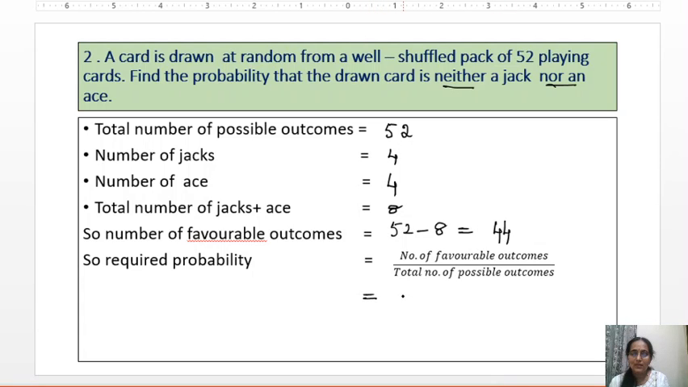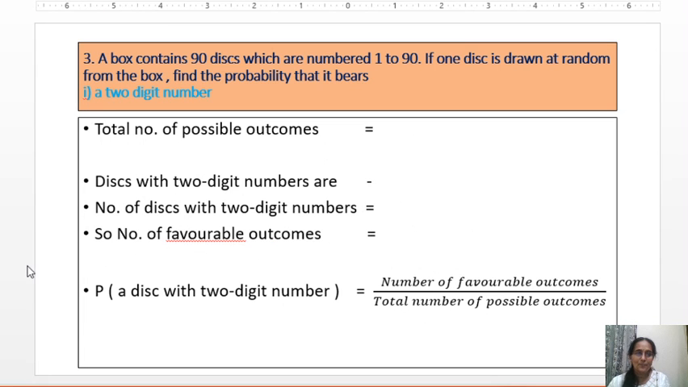So find the probability, your required probability, that is 44 divided by 52. You can reduce it. 22 by 26, further you can reduce it to 11 by 13. It is 11 by 13. We will go to the next sum.